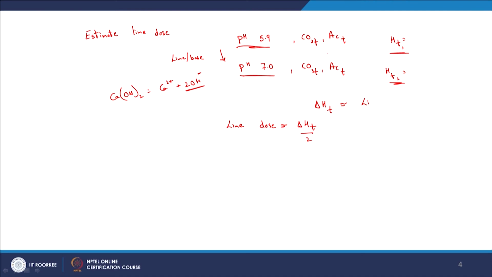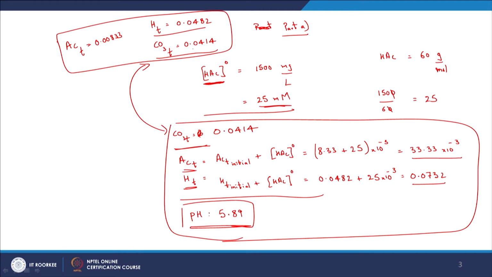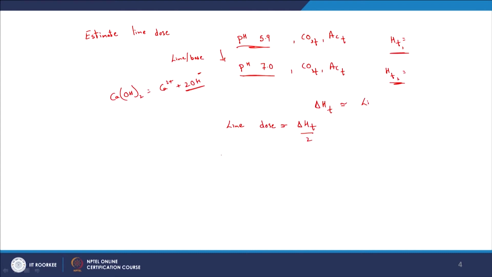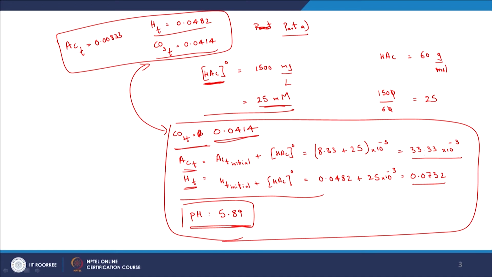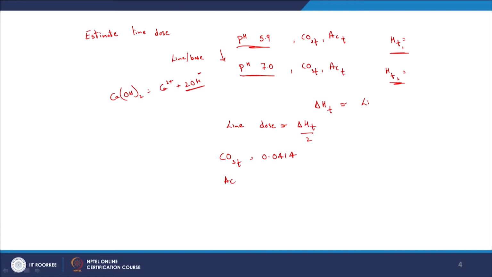Okay, now we are back to Vminteq, and let us look at our particular values here. What are our CO3 total and acetate total please? CO3 total is still 0.0414. So, I am going to write that down here. CO3 total is equal to 0.0414, and acetate total was equal to 33.33 into 10 power minus 3, and this is at a pH of, what was the pH? We approximated at 5.9.